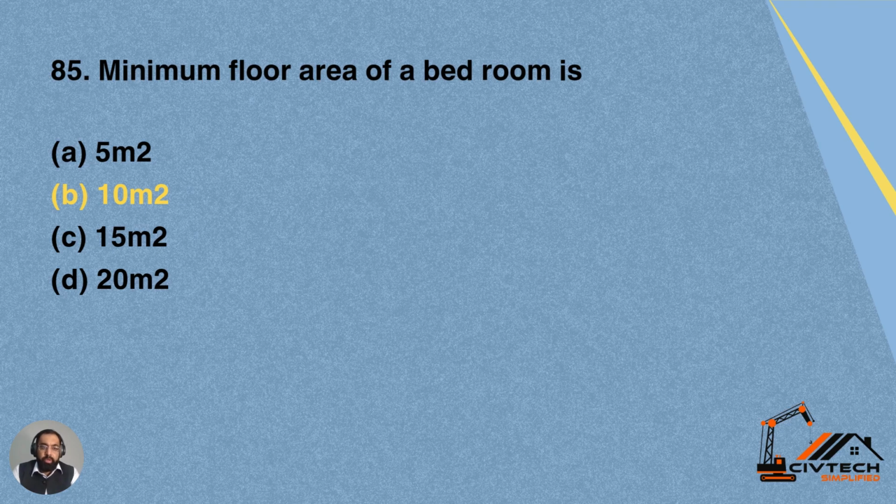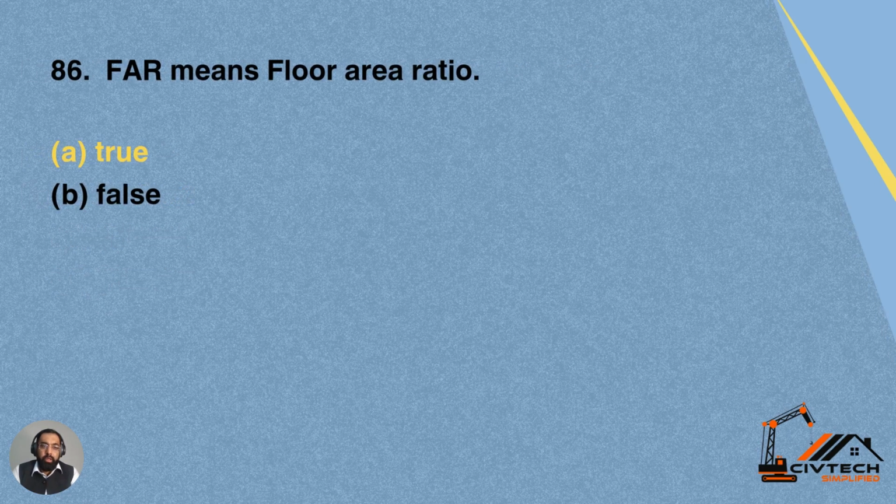85. Minimum floor area of a bedroom. Yesterday we discussed the minimum floor area for the kitchen, for the bathrooms, and this question is regarding bedrooms. So how much area should be provided at least for a bedroom? Option A is 5 meters square, B 10 meters square, C 15 meters square, D 20 meters square. So it should be at least 10 meters square. So minimum floor area for a bedroom should be 10 meters square. So option B is correct for this question.